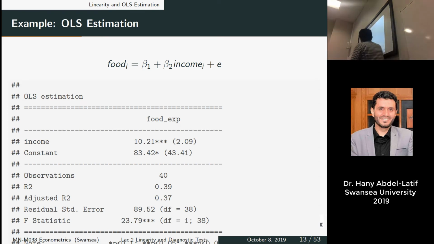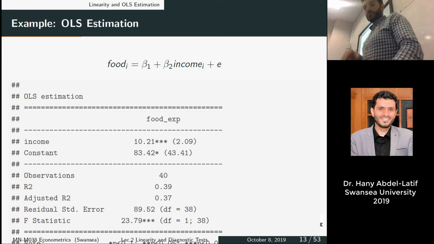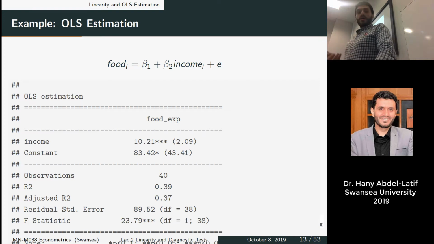And the relationship seems to be significant at 1%. So that's what we would expect. We expect a positive relationship. We expect that income is one of the important determinants of food expenditure. So this model is linear, not just in parameter, but also in variable, because income here is not raised to anything. It's not log. It's not any other form. It's just a linear function.